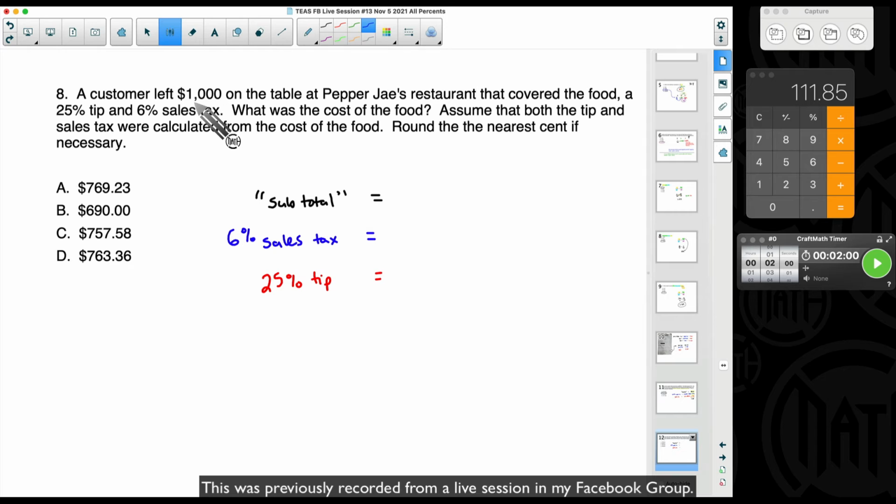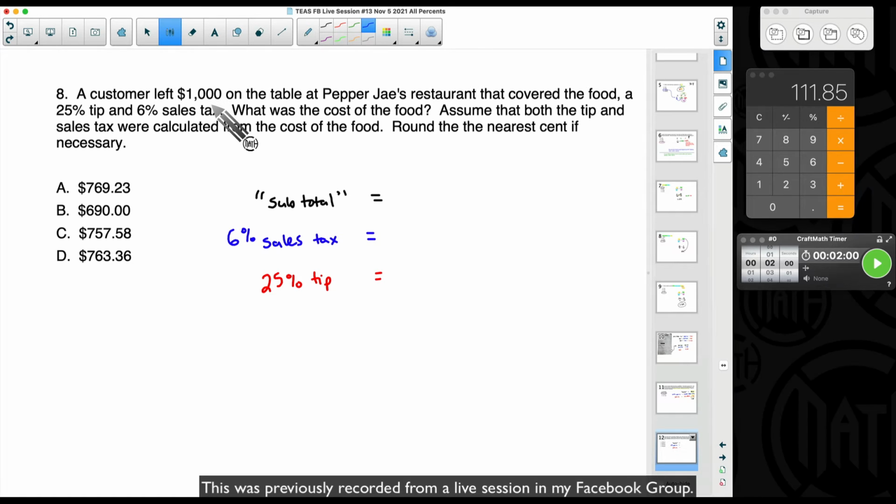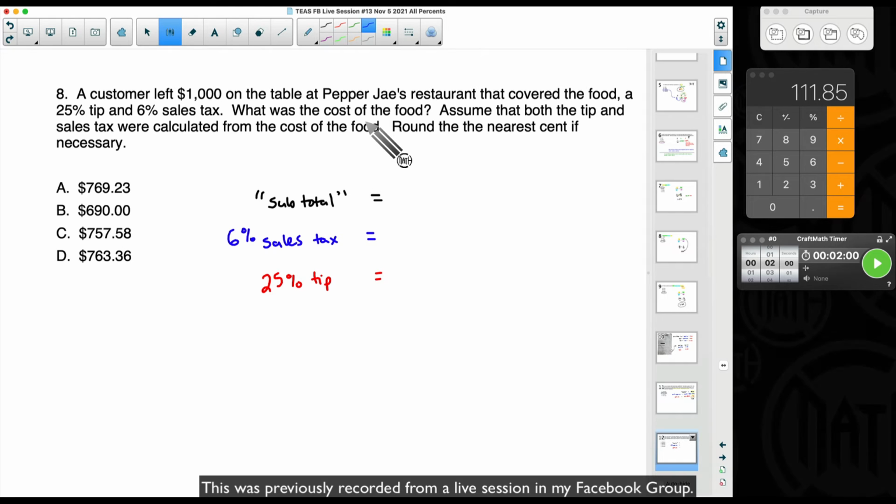Because this $1,000, that's an expensive meal, by the way. $1,000 on the table at Pepper J's. I guess it's like a spinoff of Salt Bae. I don't know. But $1,000 at this restaurant.